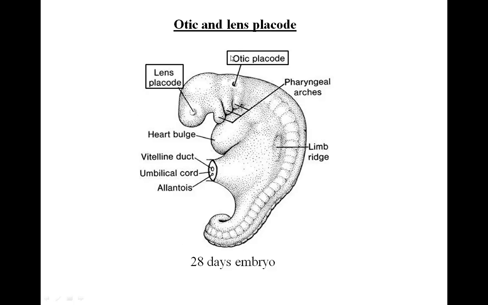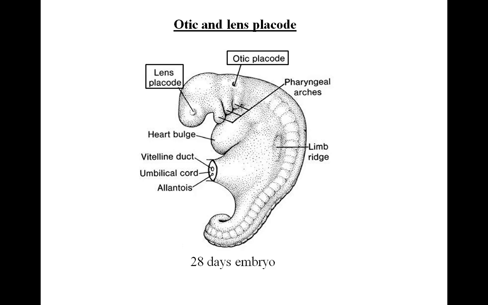Now, not only the skin, the surface ectoderm also thickens in various parts close to the neural tube. This thickening of the surface ectoderm is known as the placodes. So here we can see two placodes. There are so many placodes, but here I have shown only two. One is the lens placode, another is the otic placode. The lens placode forms the lens, and the otic placode forms the internal ear.